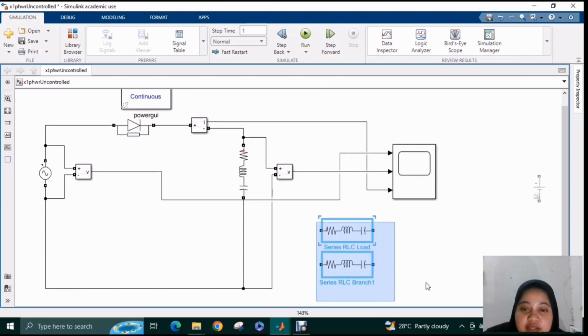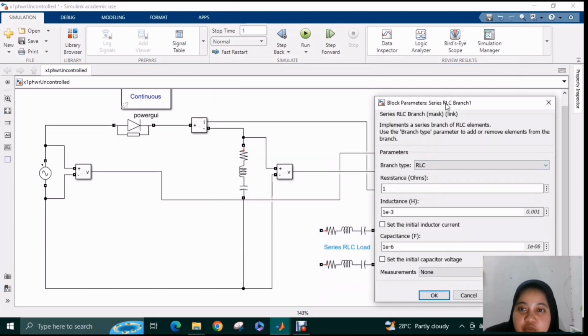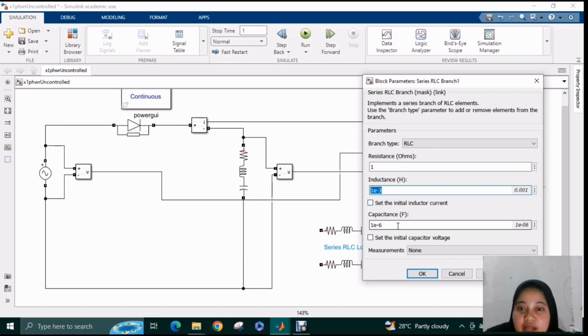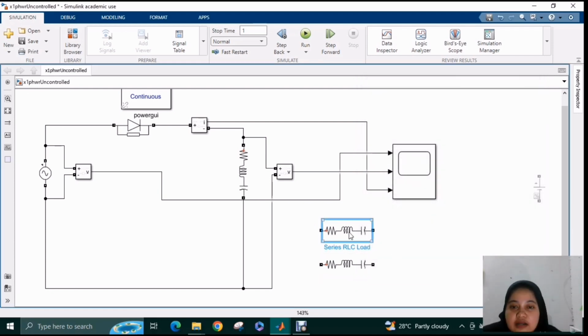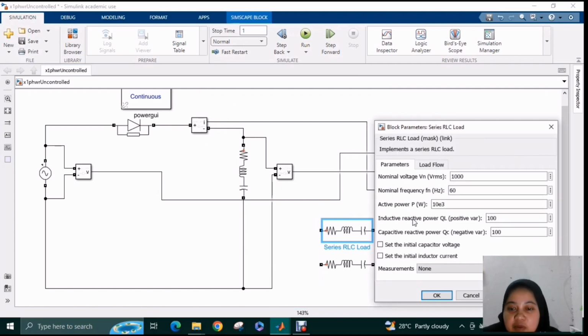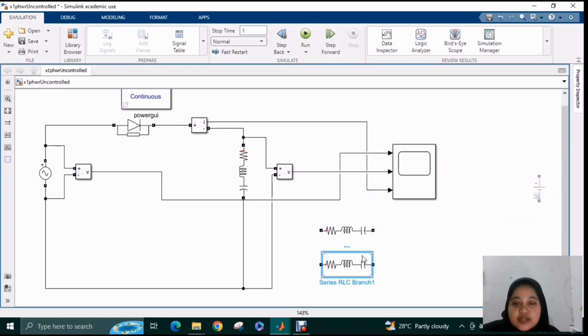In the RLC branch, we need to select the R value, L value, and C value. Whereas in the RLC load, we select the power rating, reactive power, and the VRMS voltage of the load, and the reactive power of the capacitor and inductor. That way I can define our system, like a rectifier or inverter. In this case I require the RLC branch, so that I can define my R, L, and C.